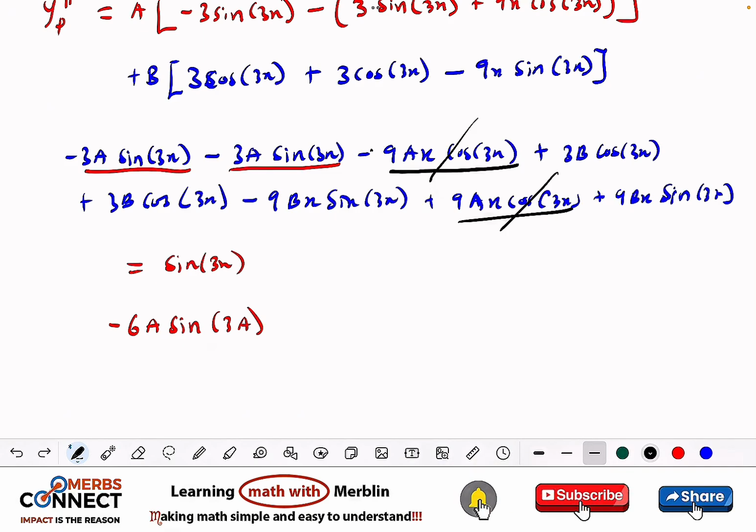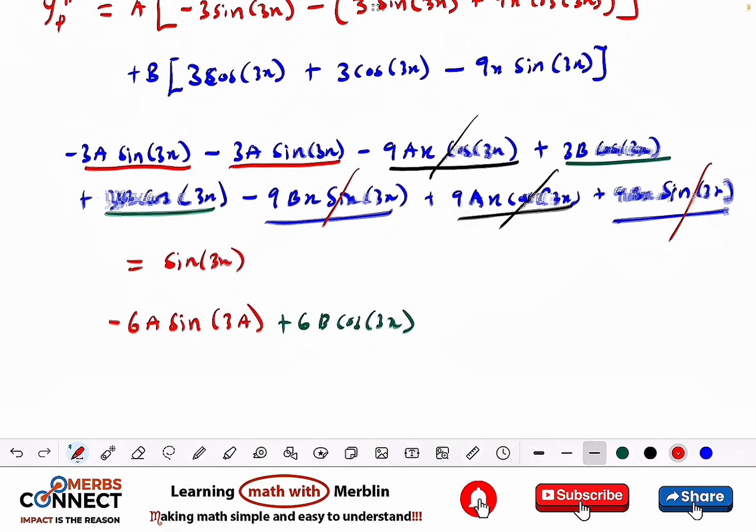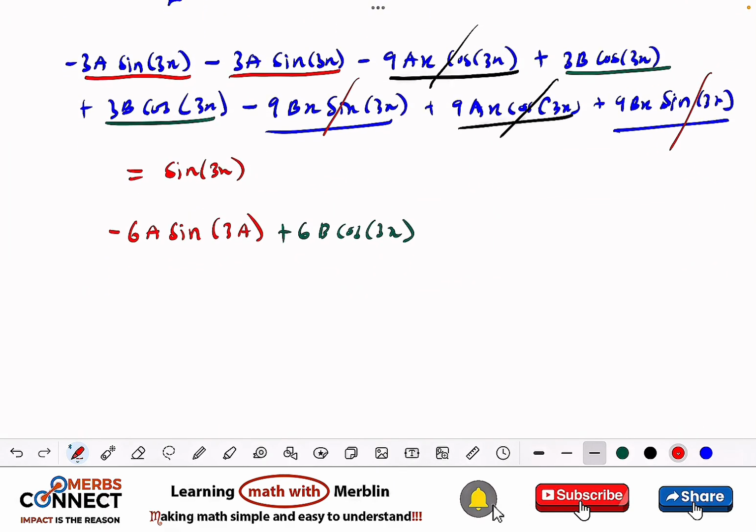Good. Then now let's look for another one which goes with b cos. So we have another b cos here. Okay, good. So this one will be plus 6b cos 3x here. Then the last term is this guy, and they're going to cancel out, right? Because 9 positive and minus.